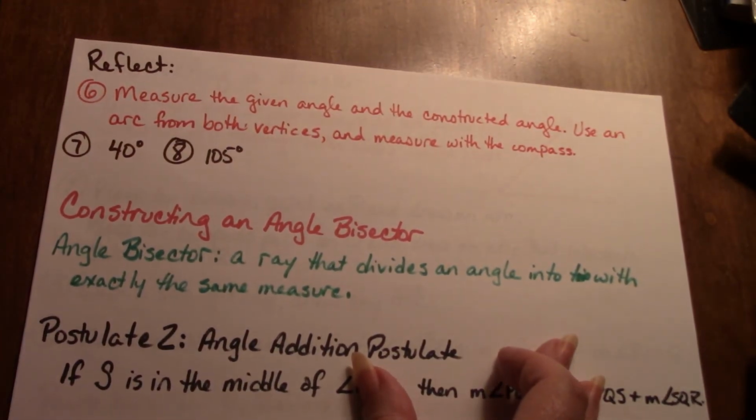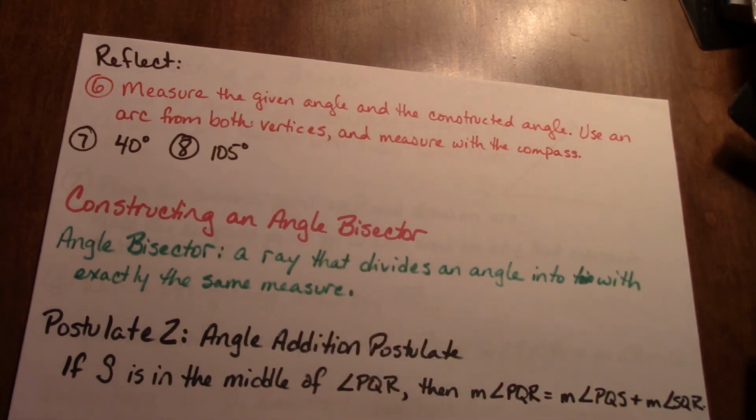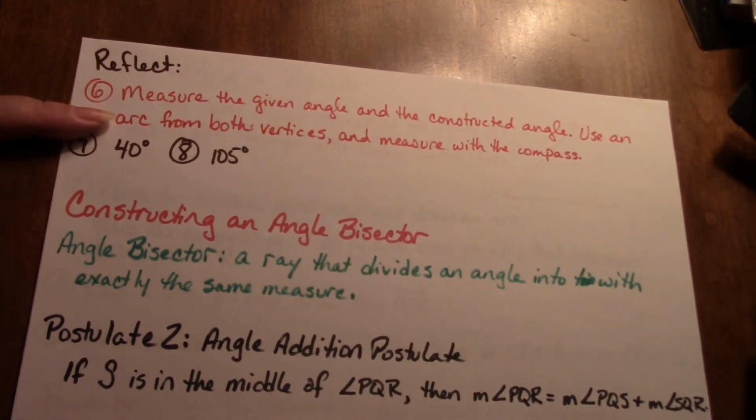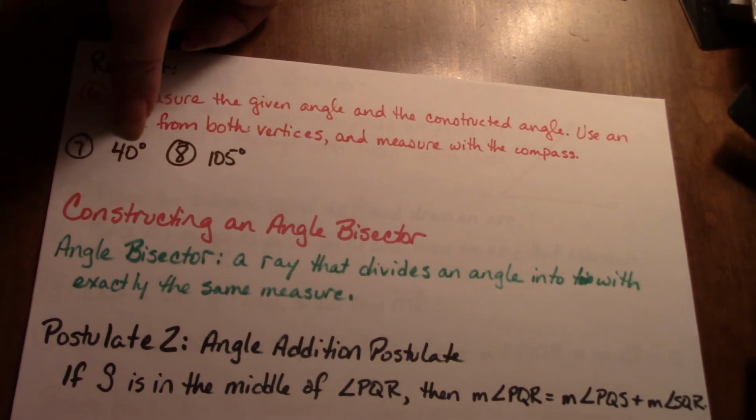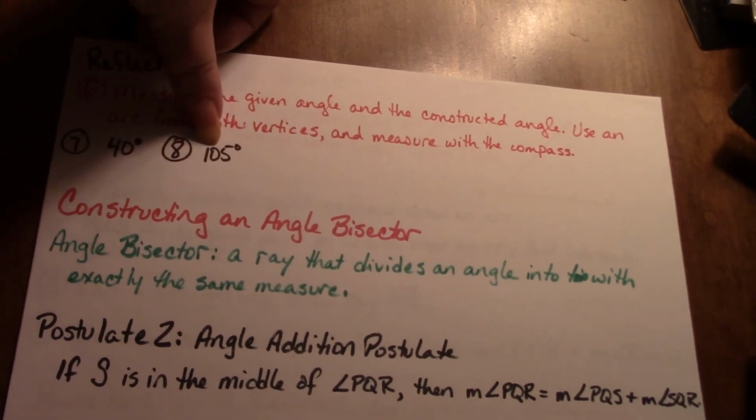And we're going to look at the reflection questions. Number 6, we would measure the given angle and the constructed angle and use an arc and measure with a compass. Number 7 is 40 degrees and number 8 is 105 degrees.